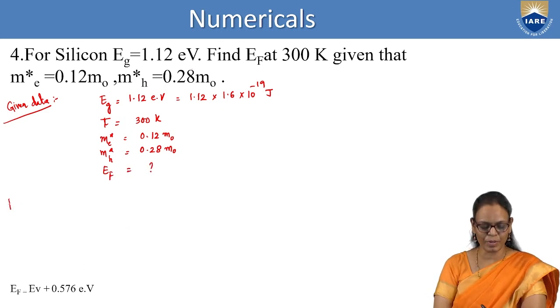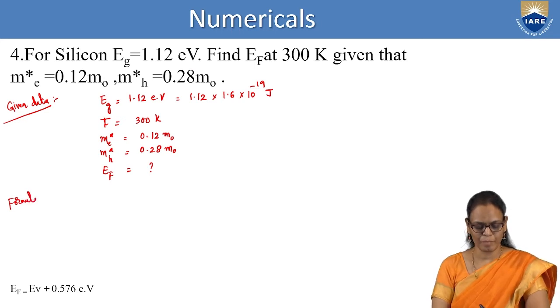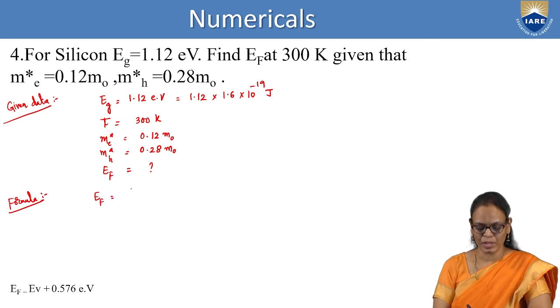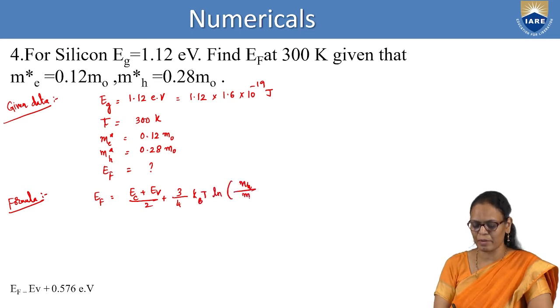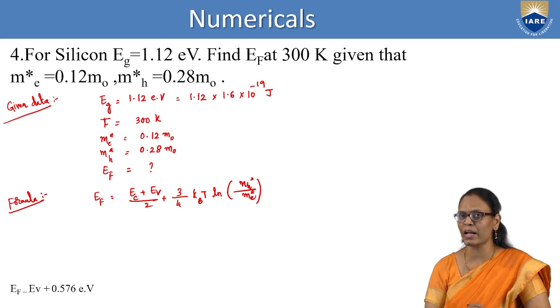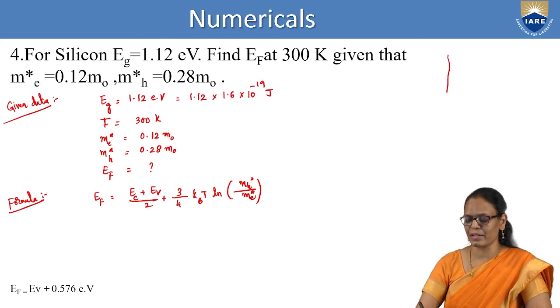So let us write the formula for EF. EF is equal to (EC plus EV) by 2 plus 3 by 4 kBT ln mH star by me star. Now we are not given the values of EC and EV, we are given EG. So how do we write it in terms of EG? We'll understand with the help of the diagram again.